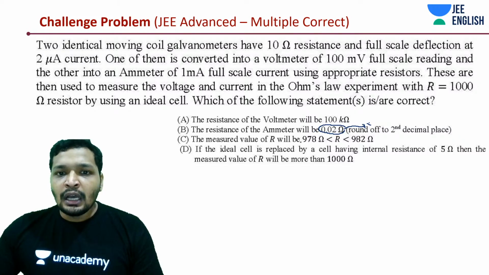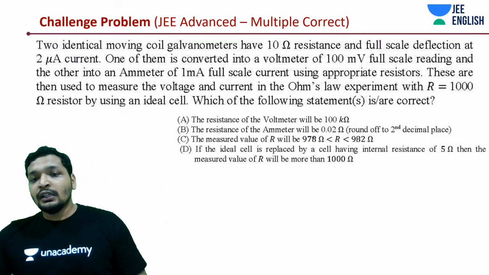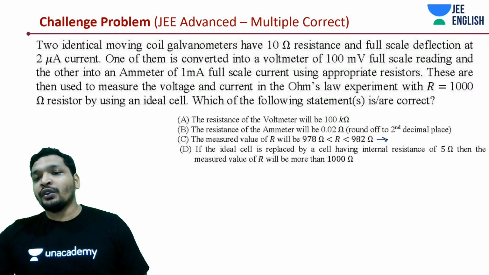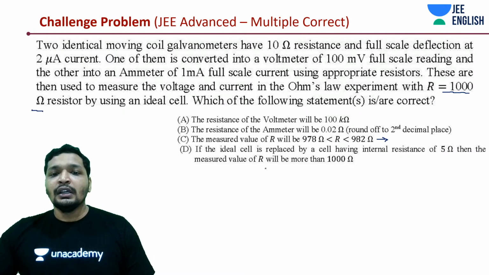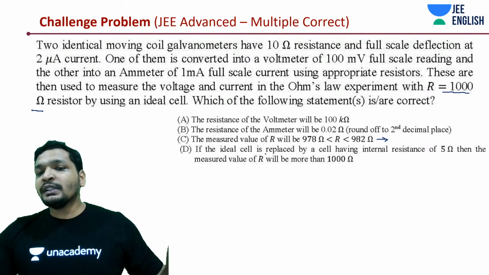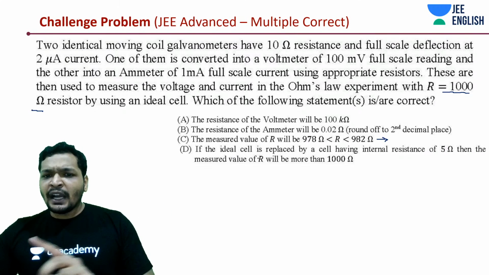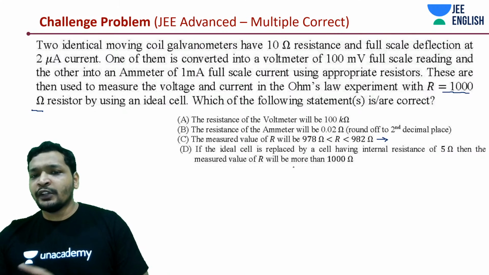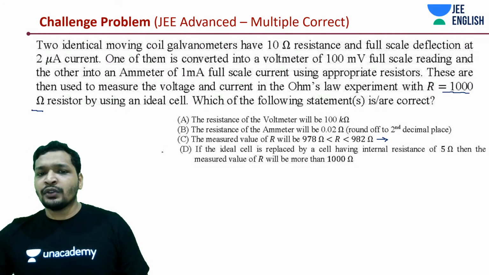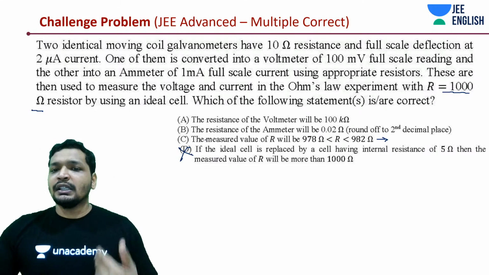The third one: these are non-ideal ammeter and voltmeter, so your measured value of R is not going to be 1000 ohms anymore, it would be something less than 1000 ohms. If the ideal cell is replaced by a cell having an internal resistance of 5 ohms, then the measured value of R would be how much? More than 1000 ohms. D is wrong. So don't touch the D. You can move on to ABC.